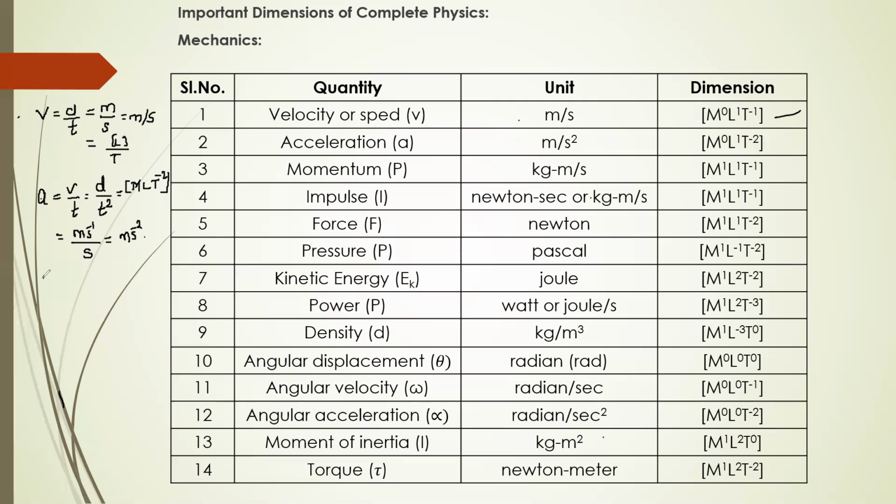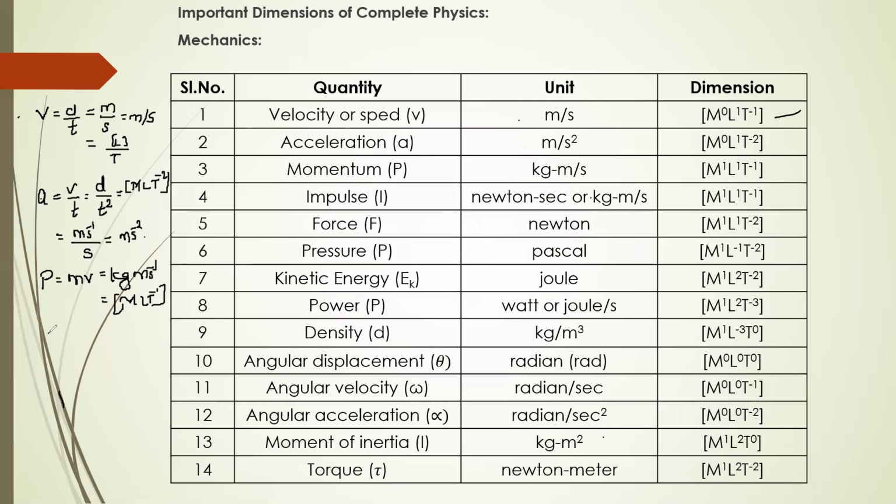Then next, acceleration is completed. Momentum. Momentum, I just now wrote. Momentum is equal to what? Mass into velocity. Mass is in kg, velocity is in meter per second. So mass is taken as M, velocity is taken as L t raised to minus 1. Therefore, it is M raised to 1, L raised to 1, t raised to minus 1.